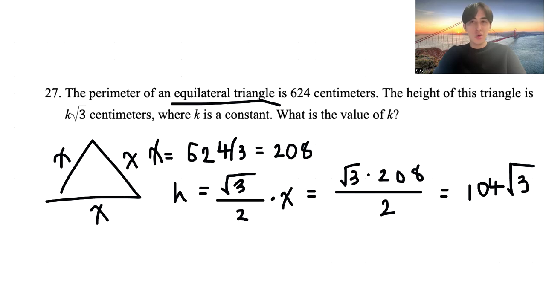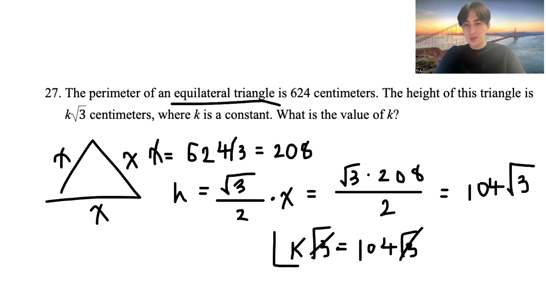Now, the question tells you that the height of this triangle is k times the square root of 3. So k times the square root of 3 has to be equal to 104 times the square root of 3. The square root of 3's cancel each other out, leaving k equals 104, which is your final answer.